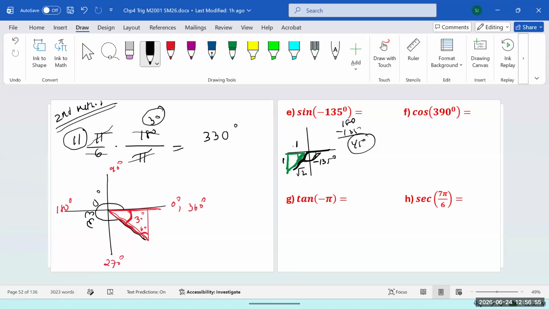Then you decide the sign for your x and y. What sign we have for x here? Negative. And what sign we have for y here?